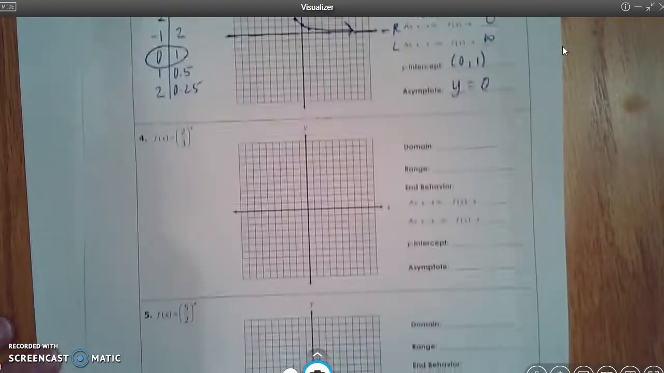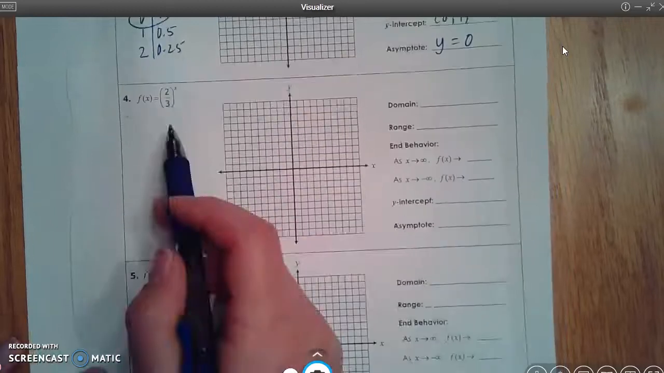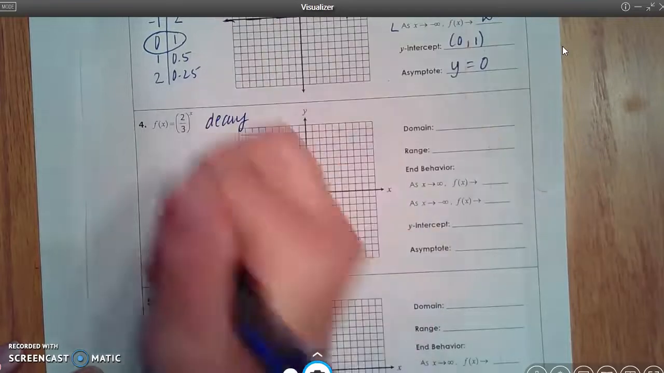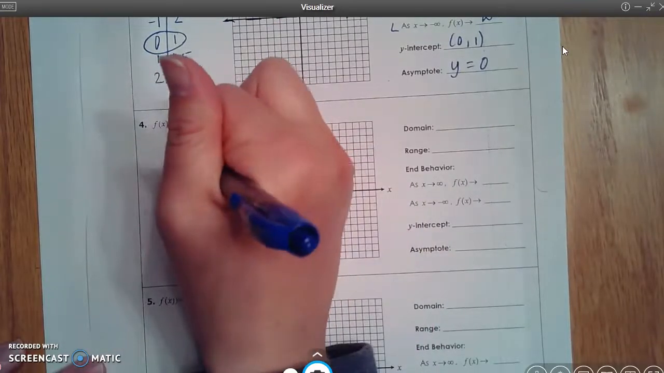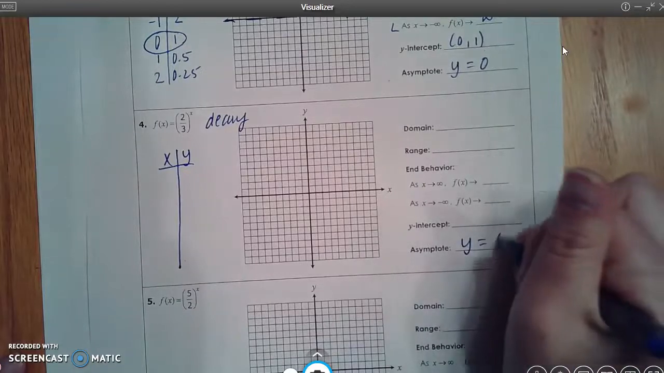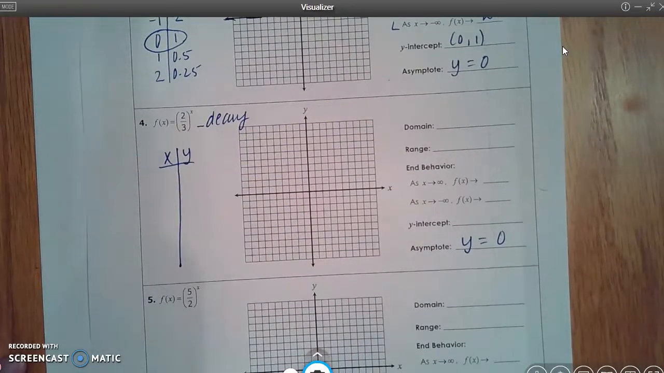Okay, let's do one more, make sure we got it. So looking at this, 2/3 once again is less than 1, so we have a decay. We're going to do an XY chart. My asymptote is at 0 because I'm not subtracting anything outside of it.